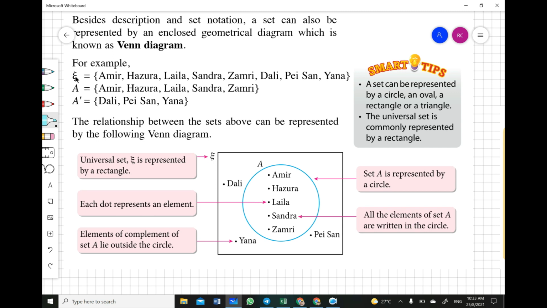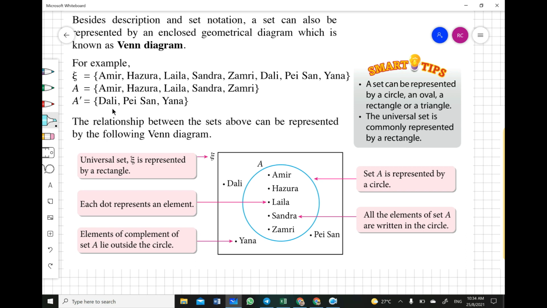First, we are going to draw the universal set like this, using a square or a rectangle. It's up to you, but usually it is represented using a rectangle. First, we are going to label the set A using a circle. You can also use an oval or a rectangle or a triangle shape, any shape is up to you. And you list down the names: Amer, Hazura, Laila, Sandra, Zamri.